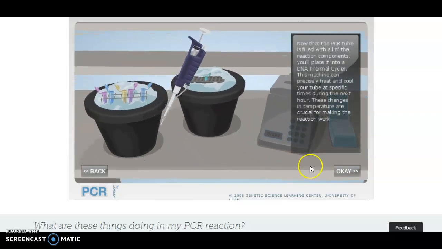Okay. All right, the PCR tube is now filled with everything we need, so it's going to go into the thermocycler, aka DNA thermal cycler. This machine can precisely heat and cool your tube at specific times, which will allow for the primers and the DNA and all the other reagents to do what they need to do to produce those copies. So let's see how it works.